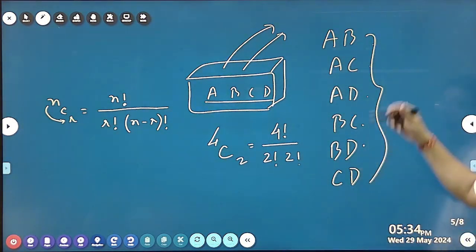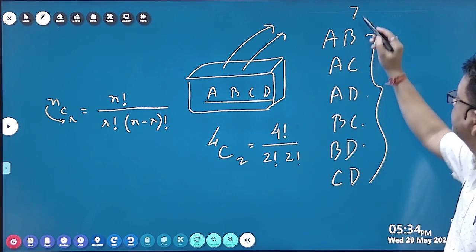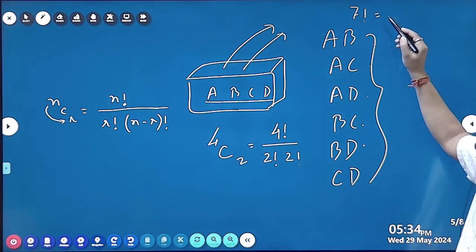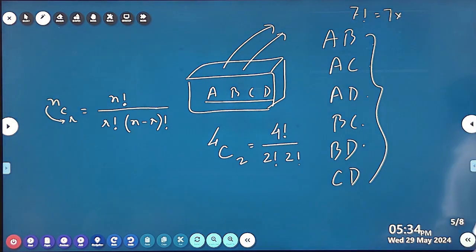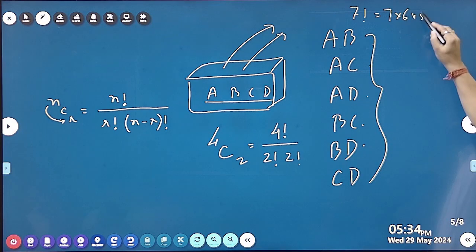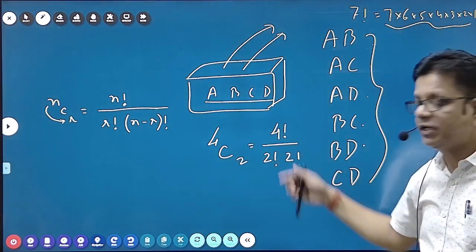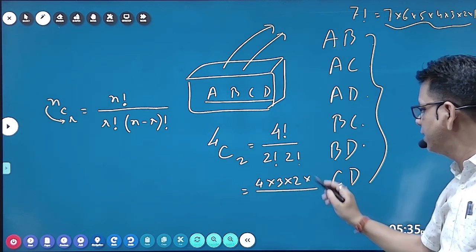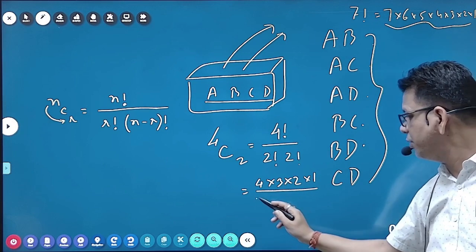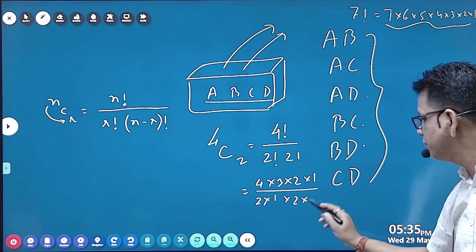Now, this factorial notation: suppose I have 7 factorial. Look at the board. Do you know what it means? It's very easy. All the natural numbers you have to write in descending order, so from 7: 7, 6, 5, 4, 3, 2, and then multiply. That is all factorial means. Now 4 factorial, what to do? 4 into 3 into 2 into 1. 2 factorial means 2 into 1. Yes, you can directly say 2.